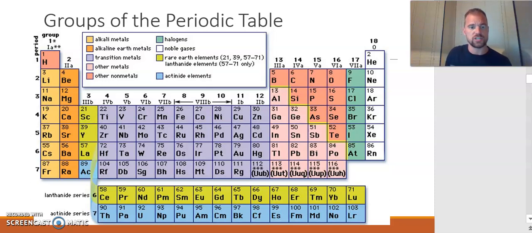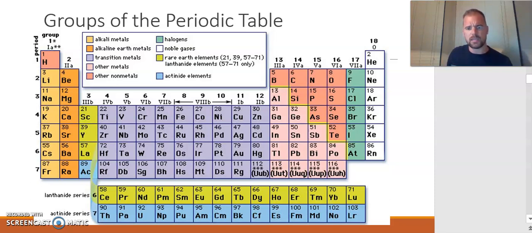Group 1, hydrogen not included, are the alkali metals. Group 2 are the alkaline earth metals. This group in the middle here are the transition metals. Over here, starting from the right, these elements, group 18, are the noble gases. These ones right here in green are the halogens. And then you have your rare earth elements, or lanthanides, as well as your actinides down here at the bottom.